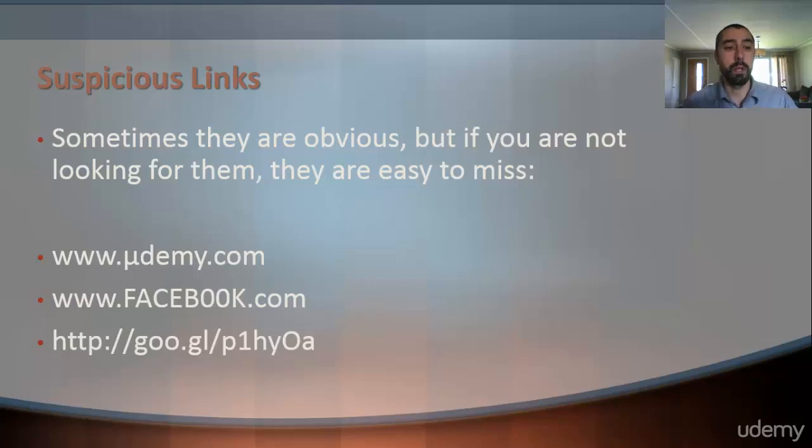So, for example, we have Udemy, where I'm using a special character instead of the U. It looks obvious if you stare at it, but if you're browsing through your email quickly, you might miss it. Facebook, all capital letters, but the O's in "book" are actually zeros. So this would take you to a completely different website, not facebook.com.